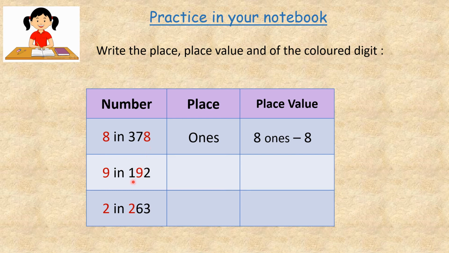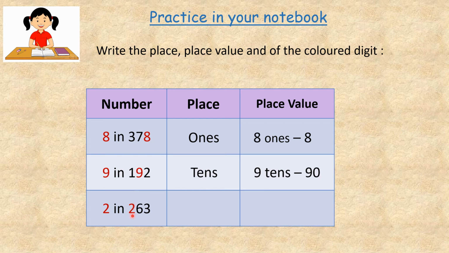Coming to the next one, 192, in which the place and place value of 9 should be found out. So 9 is in the tens place, as I can see, because 2 is in ones, 9 is in tens. So the place of 9 will be the tens place. Now coming to place value, there is 9 in the tens place. So the place value will be 9 tens or 90. We can write it both ways.